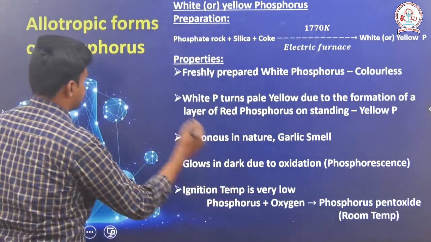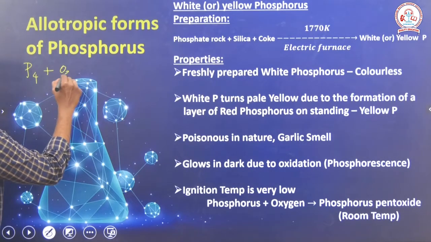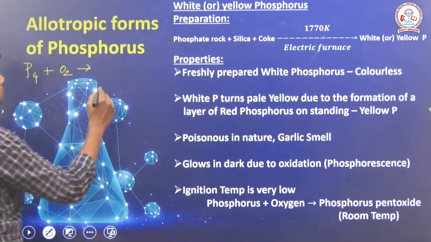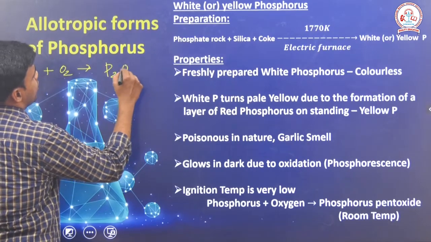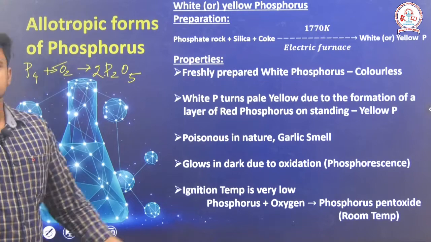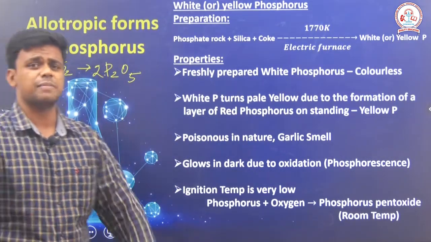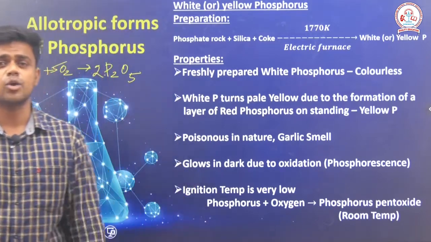See, this phosphorus, which is P4, if it reacts with the atmospheric oxygen, it easily forms phosphorus pentoxide, P2O5, so easily. So this happens here at room temperature itself. So these are all the basic properties of this white or yellow phosphorus.